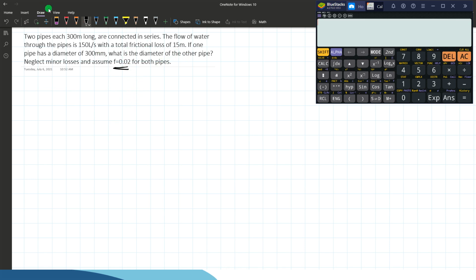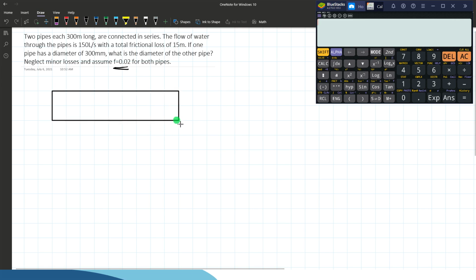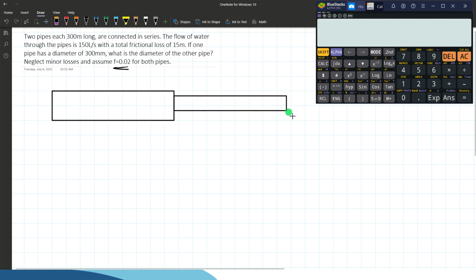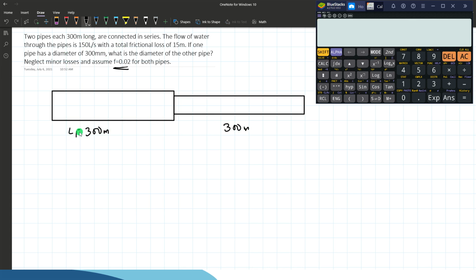So it means that we are going to use Darcy-Weisbach here because we have a given friction factor of 0.02. Okay, so we have two pipes connected in series, say pipe 1 and the other pipe unknown, which may be a larger or smaller pipe. At a given length they are the same, 300 meters. Say L1, this is L2.